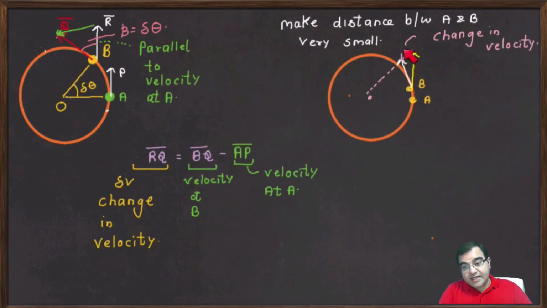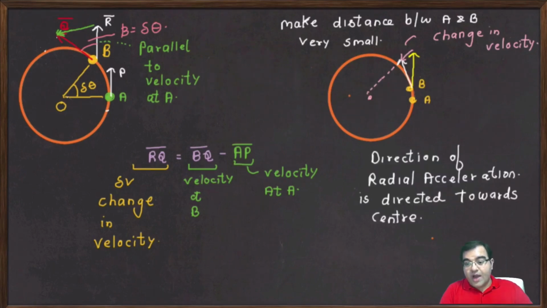Now, since this resultant is pointing at the center of the circle, listen to this carefully. My acceleration is change in velocity upon time. So if my change in velocity is pointing at the center of the circle, my acceleration will also point at the center of the circle. So I am going to say the direction of radial acceleration or centripetal acceleration is towards the center.